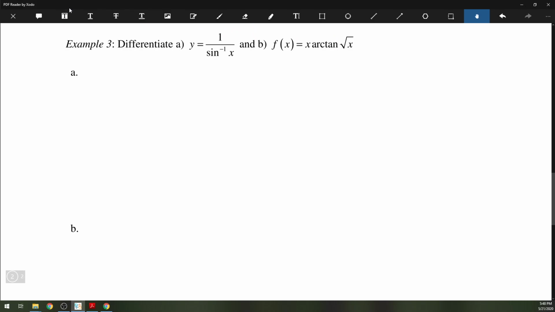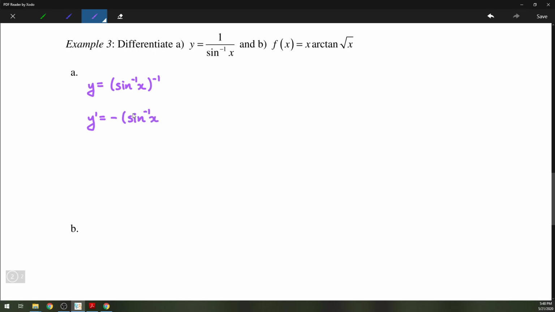All right, we're going to differentiate y equals 1 over arc sine x, and then differentiate f of x equals x arc tangent square root of x. So we're going to have to use some chain rules here. Let's see. First one, we simply have y equals arc sine x to the negative 1 power. So if we take the derivative, then we have negative arc sine x to the negative 2 power, of course, using the power rule.